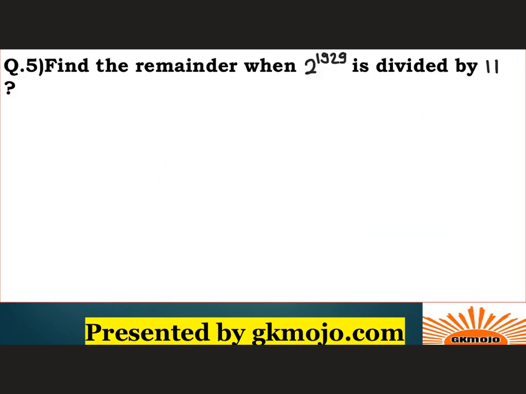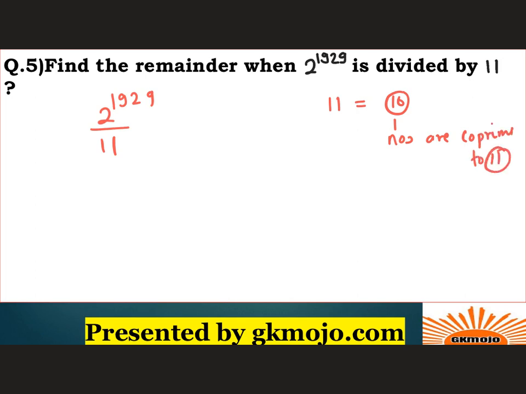So let us have a look at the next question, a very important one indeed. I'll try to explain the concept with the help of this example. Find the remainder when 2 to the power 1929 is divided by 11. So basically this is 2 to the power 1929 divided by 11. So first of all, find out how many numbers are co-prime to 11 and less than it. So there are 10 such numbers, because all the numbers below 11 are indeed co-prime to it. So 10 numbers are co-prime to 11.